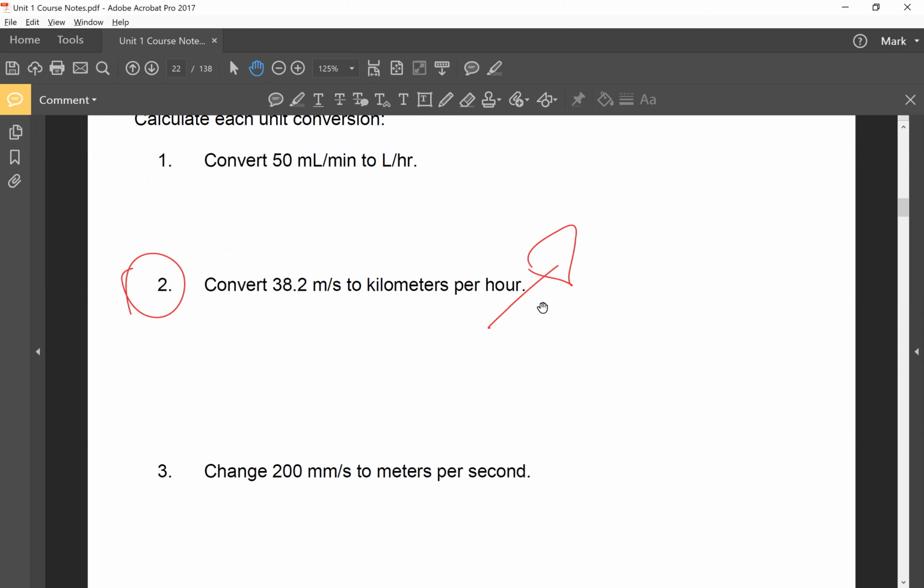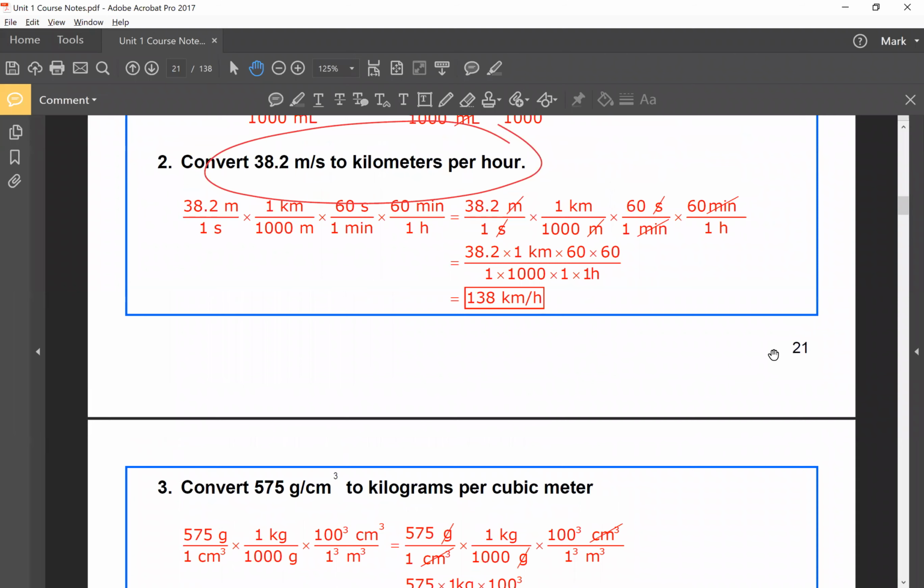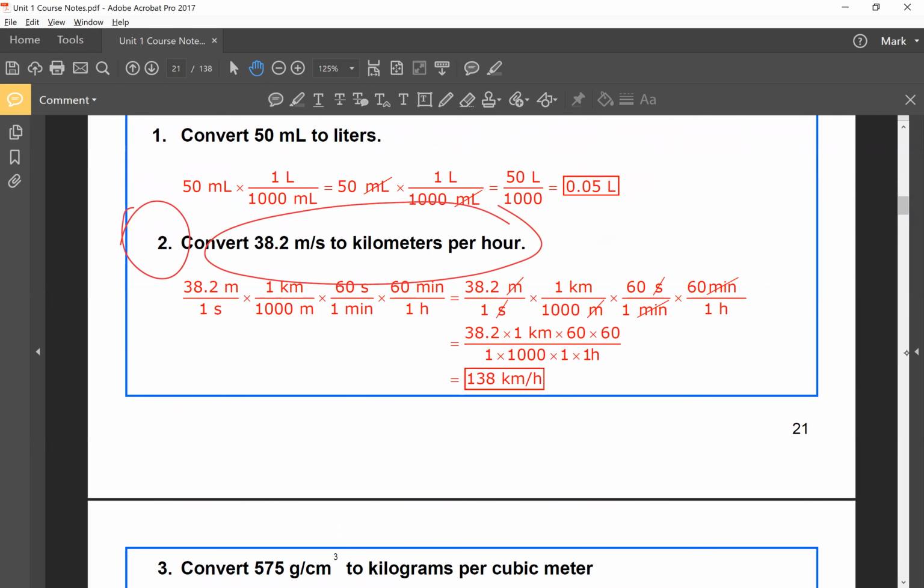Sorry, I'm just thinking what I want to do. Milliliters per minute. Okay, yeah, let's do number 1. Again, if you're looking for number 2, just scroll up. Number 2 has been done right here.